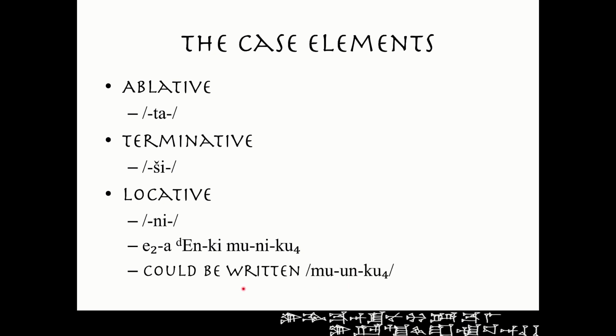One thing that needs to be noted is that ni could be written with just the N. This N could indicate ni. It doesn't necessarily have to have the Ni. So for example, mu-un-ku4-r could mean mu-ni-ku4-r. The N is the important part of that.